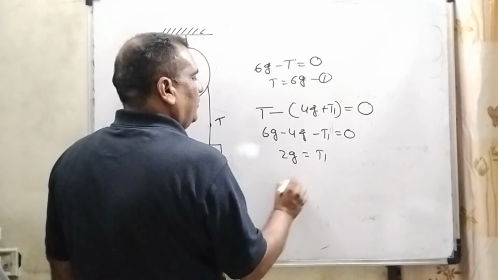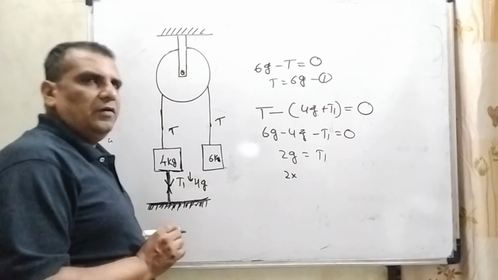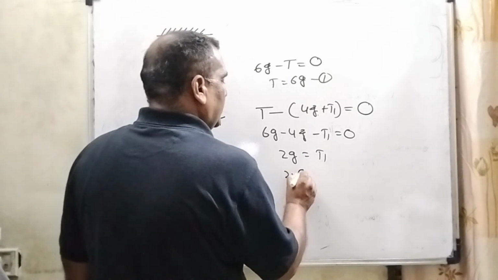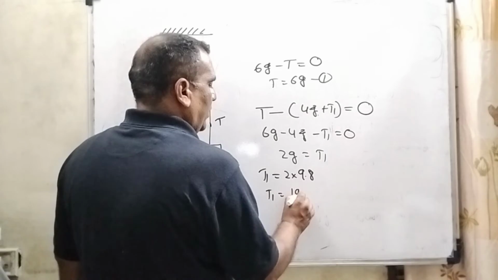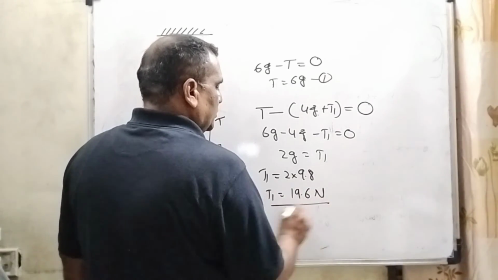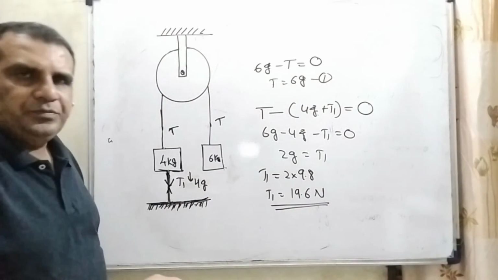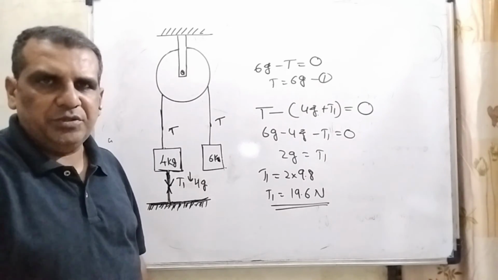2g equal to T1, and substituting the value of g, that is 9.8, we get 19.6 Newton. So this is the answer. I hope you understood this question.